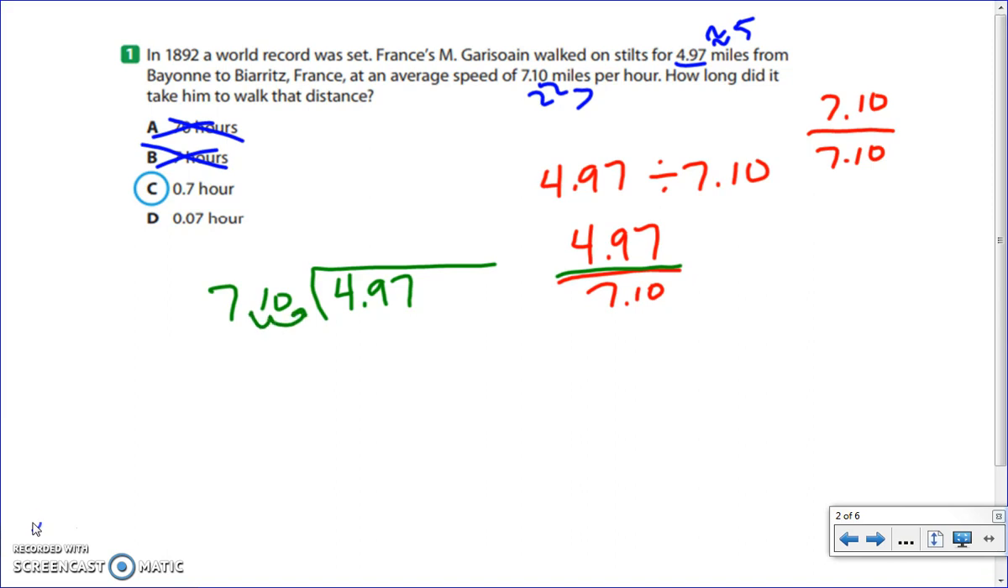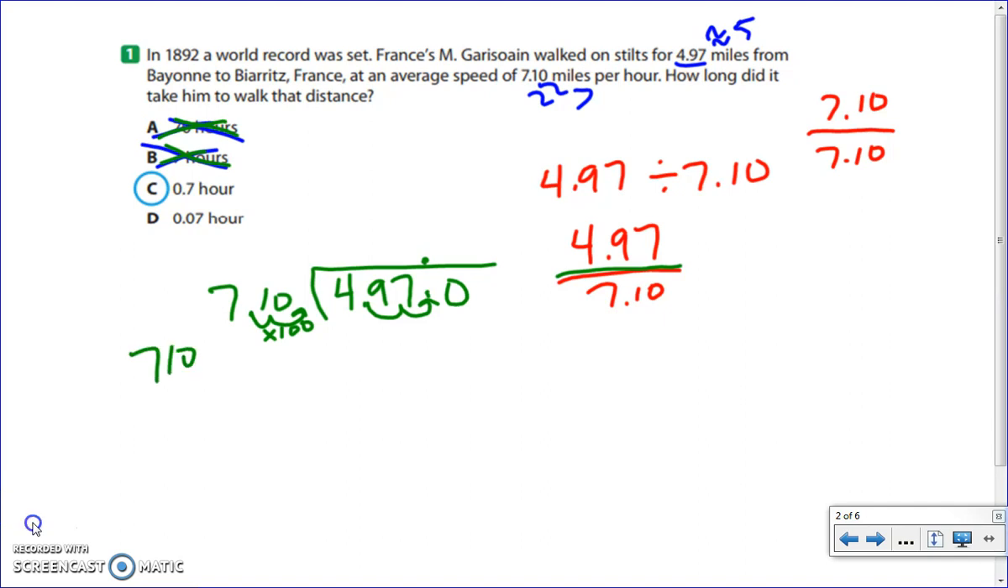So I need to make sure that my decimal is in the correct place. I'm going to multiply that by 100 and multiply this by 100. There's my new decimal place. 710 does not go into 497. We knew that was going to happen. That's why we crossed out choice A and choice B. We knew it would be less than 1. So I'm going to put my 0 there, and I think we're just going to get lucky here.